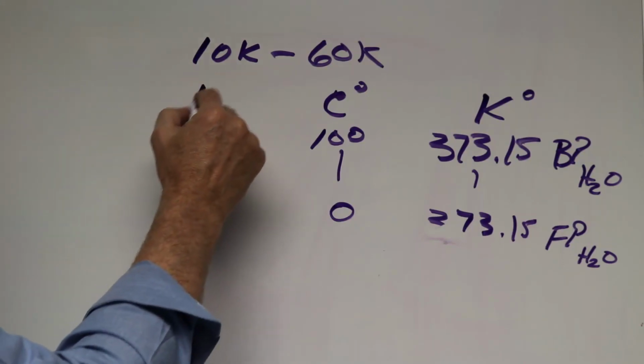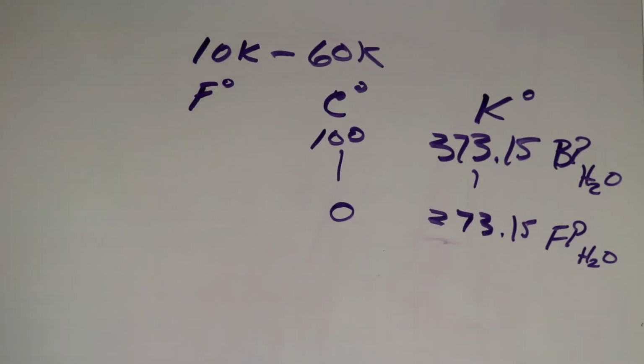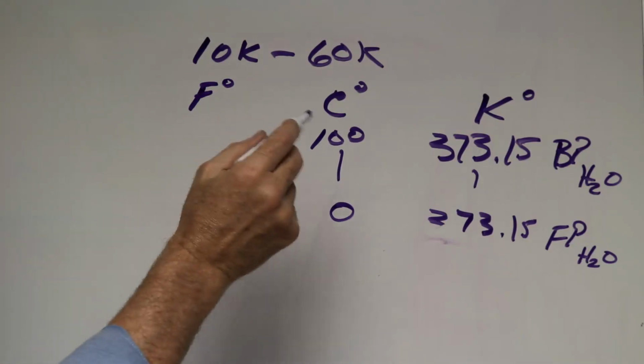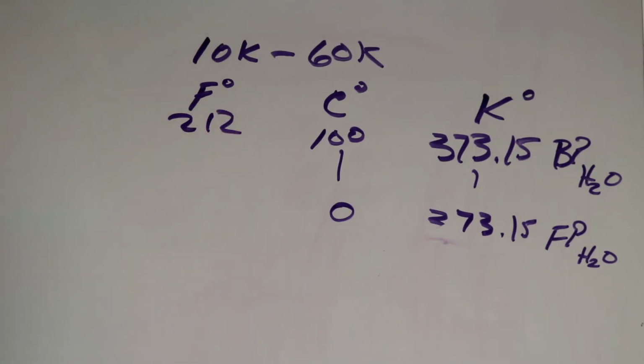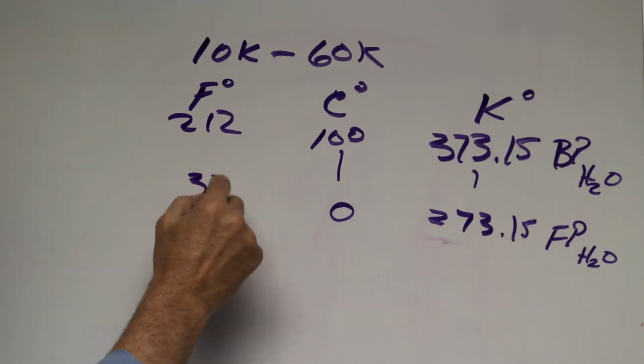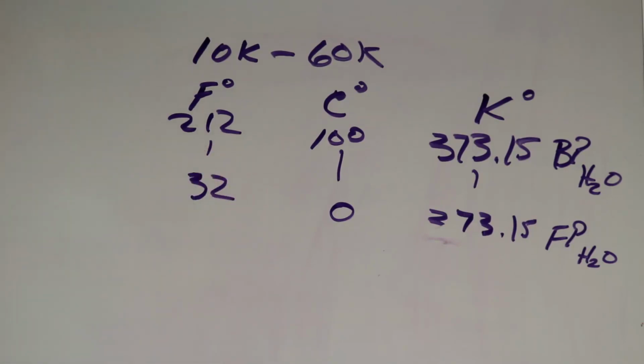When you get into Fahrenheit, it's a little different. This is a thermodynamic scale, and we know that the boiling point of water is 212, and we know that the freezing point of water is 32. So many more increments in the Fahrenheit scale. So Celsius and K are the same.